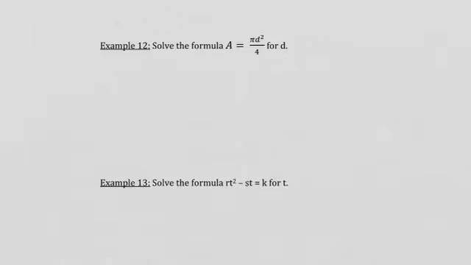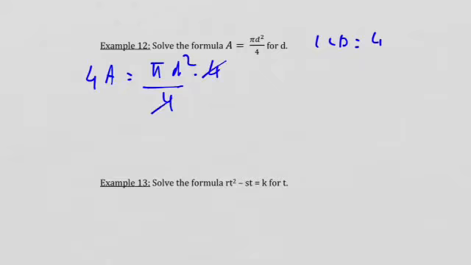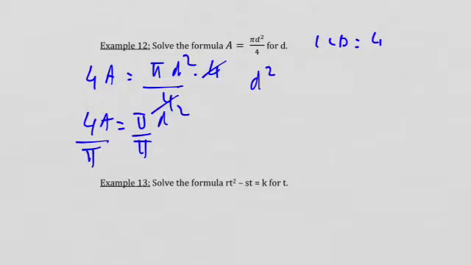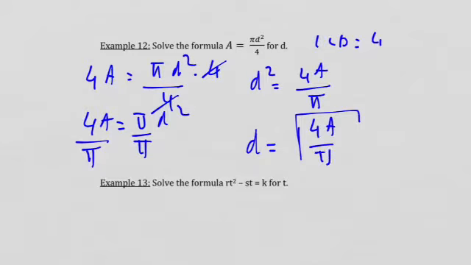So I have a rational equation. My LCD is equal to 4, so I'm going to multiply by 4 everywhere. Like this, my denominator 4 is going to divide out. I get 4a equals pi d squared. I'm going to divide by pi everywhere, and I end up with d squared equals 4a divided by pi. d is going to be equal to the square root of 4a over pi, which is going to be 2 times the square root of a divided by pi.